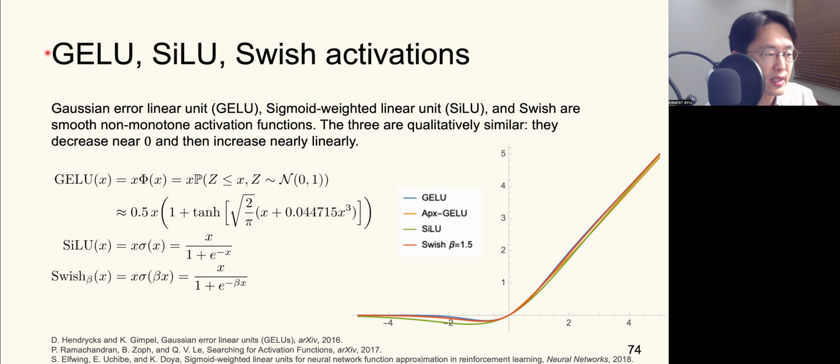In transformers, the GELU and SiLU activation functions are commonly used. GELU is the abbreviation of Gaussian error linear unit. SiLU is the abbreviation of sigmoid weighted linear unit.